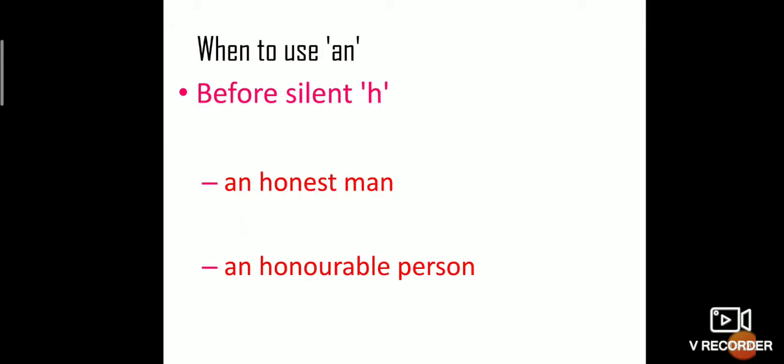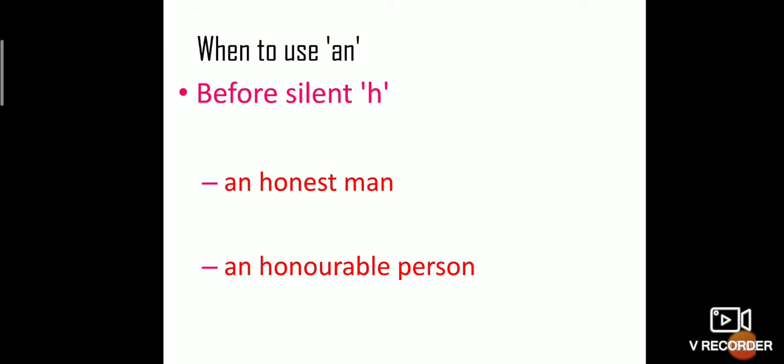Now coming to the use of an. We say an honest man. So we have to take care of the silent H. In HONEST, we pronounce it as honest, not hhonest. So whenever we have an O sound, O is also your swar, so we'll write an with it.